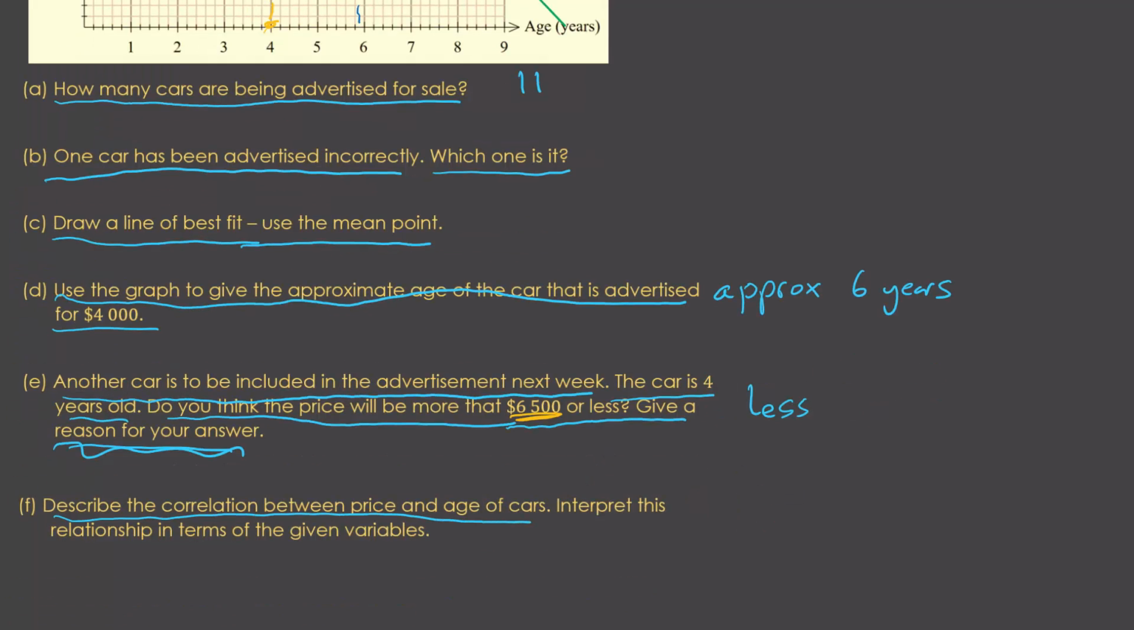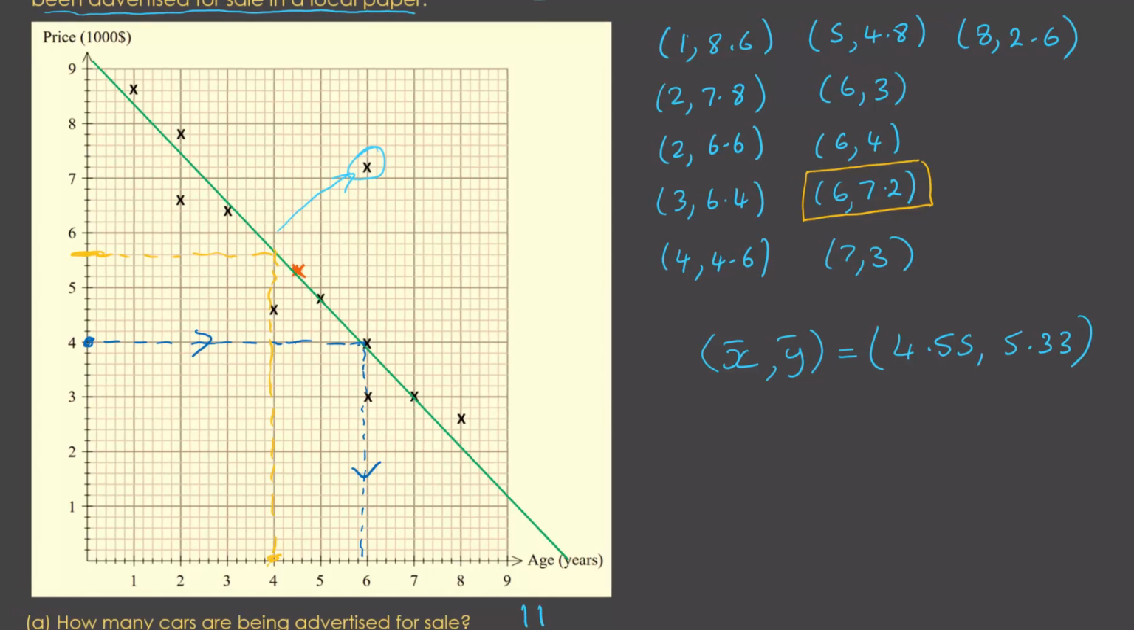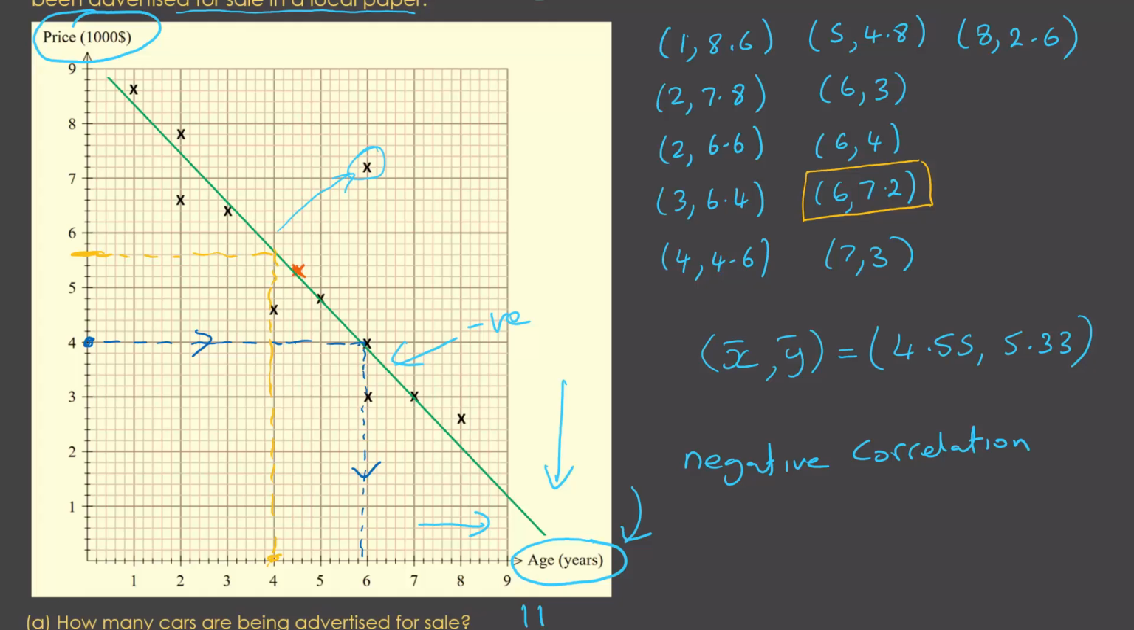Describe the correlation between price and age of cars. Interpret this relationship in terms of the given variables. Those are actually two slightly different questions. So correlation, we can see that as the age goes up, the price goes down. The line of best fit has a negative gradient, and that means we have a negative correlation. Now, in terms of the variables, which are age and price, we might say something like, as the age of the car increases, the price decreases.